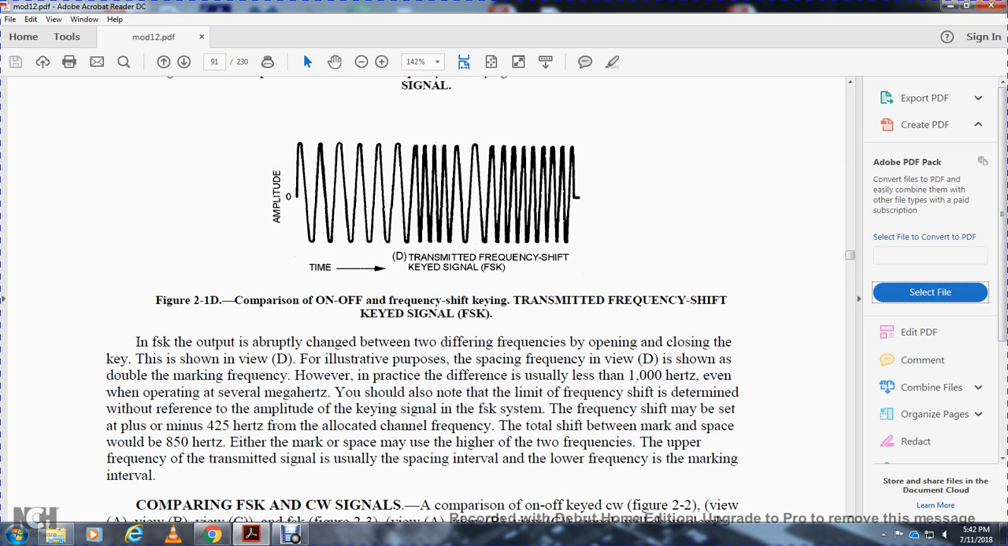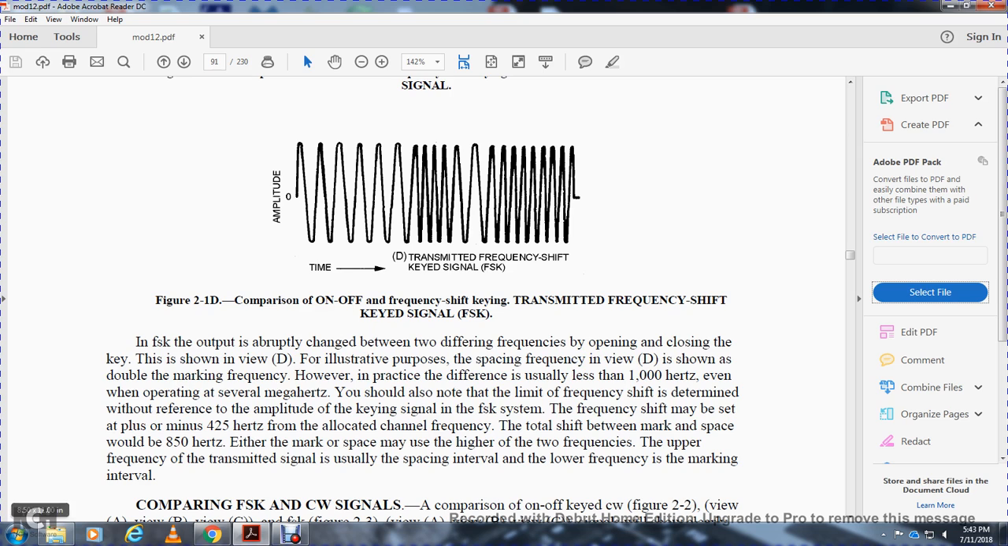In frequency shift keying, or FSK, the output is abruptly changed between two different frequencies by opening and closing the key, as shown in view D. For illustration, the space frequency in view D is shown as double the marking frequency. However, in practice, the difference is usually less than 1,000 hertz, even with operation at several megahertz. You should not limit the frequency shift keying determination to the reference amplitude of the key signal of the frequency shift keying system.